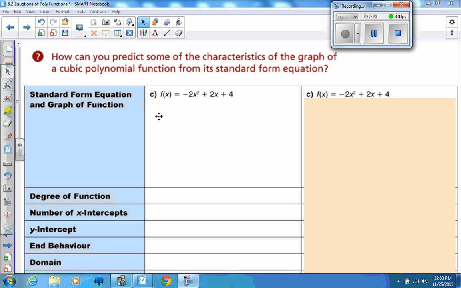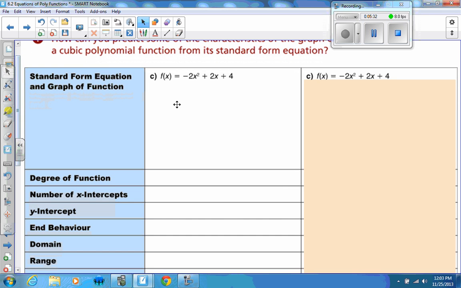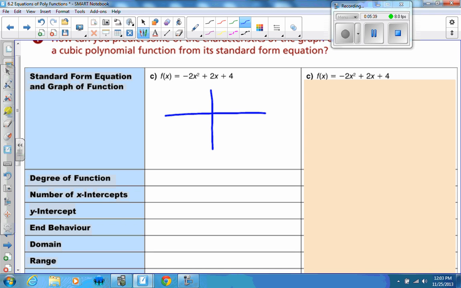So I have a standard form of an equation: negative 2x² + 2x + 4. Okay, so this is obviously a quadratic function. Since your leading coefficient is negative 2, we know it's going to open downward. It's going to start in quadrant 3, go up, and end in quadrant 4.